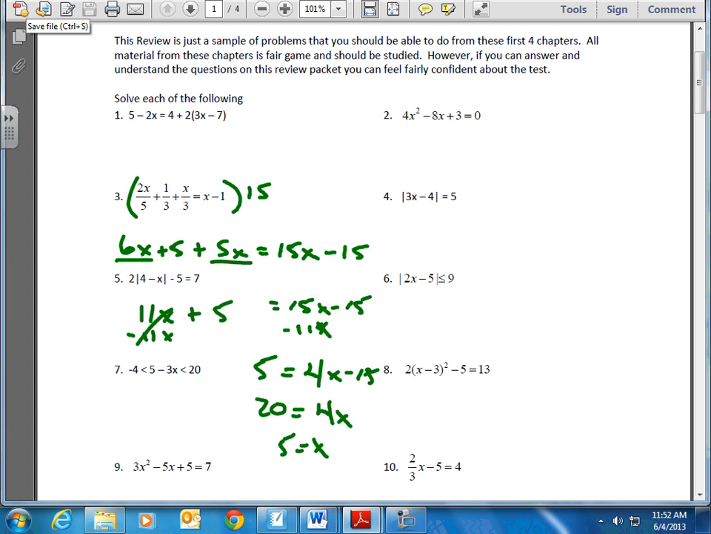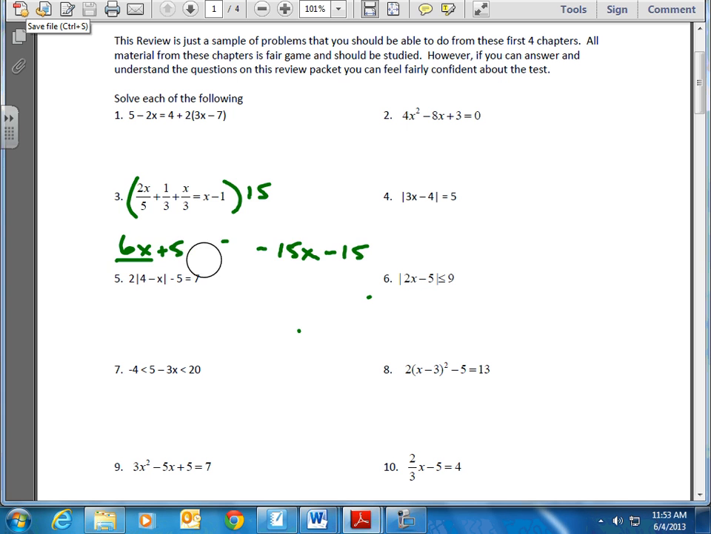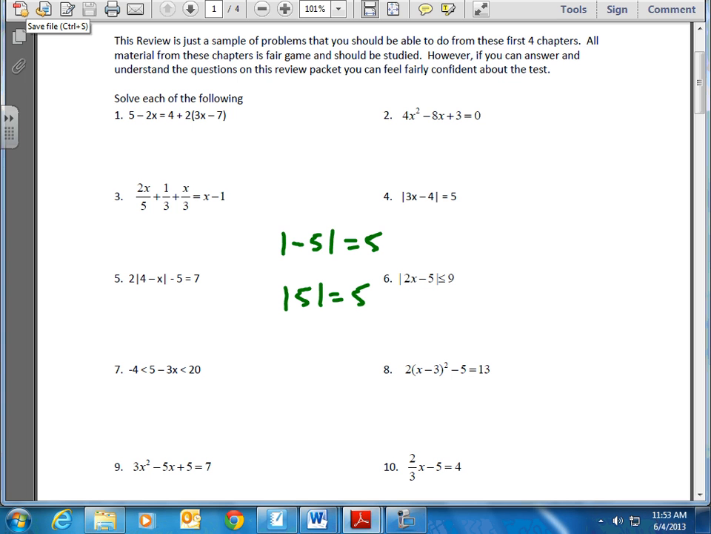Okay, question 4. To solve question 4, first problem, those absolute values, those straight lines, are not parentheses. They are absolute values. They mean something. It means whatever's inside the absolute value, make it positive. So if I had a -5, my answer is 5. If I have a positive 5, my answer is 5. So using that logic, question 4 asks me: the absolute value of what equals 5? Well, the absolute value of a -5 is 5, and the absolute value of a positive 5 is 5.